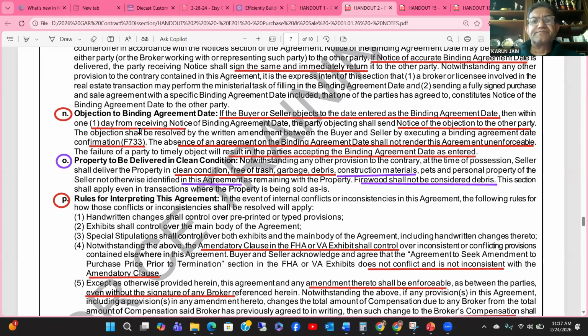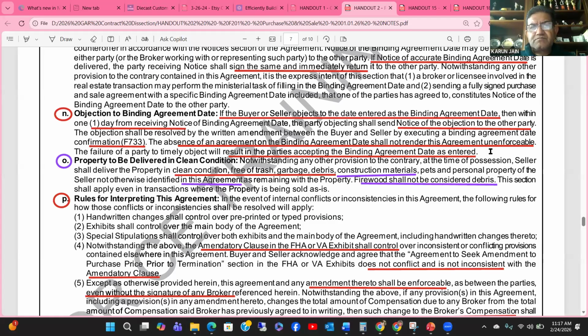Buyer's agents, in my example, if you do not make this correction, look at this last sentence. Failure of a party to timely object, you have 1 day, will result in the parties accepting the binding agreement date as entered. So if you don't make this objection and get it corrected, then your binding agreement date was the 24th because you didn't make that objection. What does that mean? That means your buyer just lost a day in due diligence. And if you don't keep up with this and they think they have 5 days from the 25th, but you didn't object and it was incorrect, it's now 5 days from the 24th, and you send their termination a day too late, you just lost their earnest money.